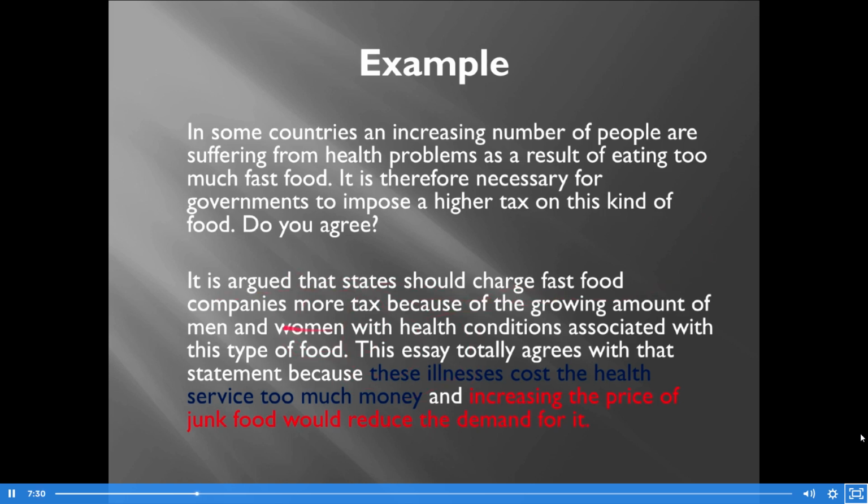It is argued that states should charge fast food companies more tax because of the growing amount of men and women with health conditions associated with this type of food. This essay totally agrees with that statement because here's your first main idea: these illnesses cost the health service too much money, and increasing the price of junk food would reduce the demand for it.